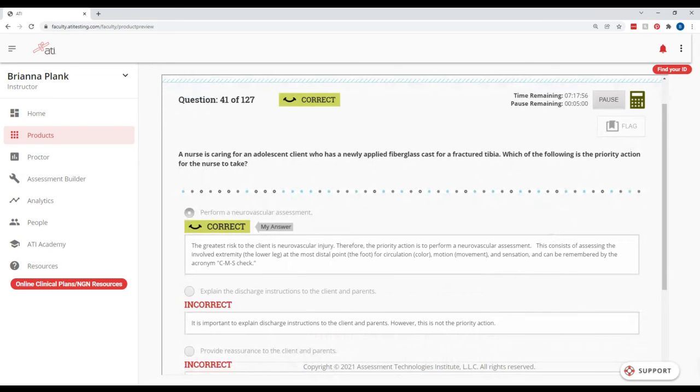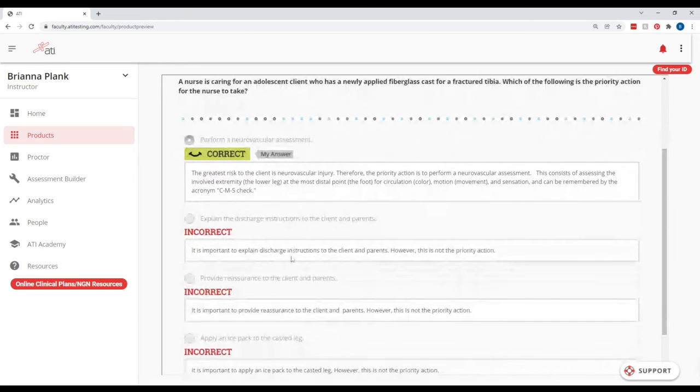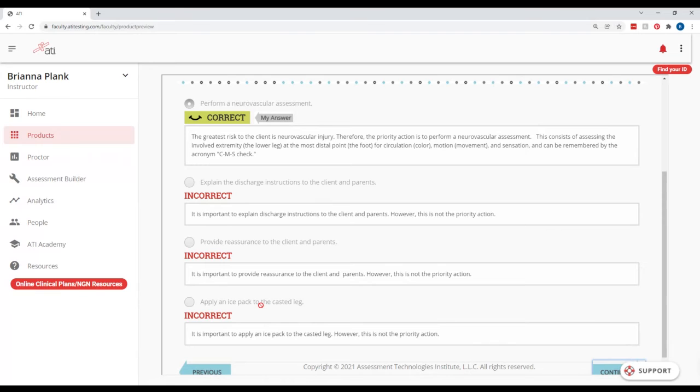So again, priority action tells us all of these might be a good plan, but which one, if we can only do one, and we want to do a neurovascular assessment, that's going to be the most chance that something could be really bad with our patient. We can do discharge instructions whenever, we can provide reassurance whenever, ice pack, it's going to help reduce swelling and help with pain, right? But that's not the priority. Just like in our other priority question, the patient was in pain. We do want to address that pain, but if we can only pick one, we're going to pick circulation.